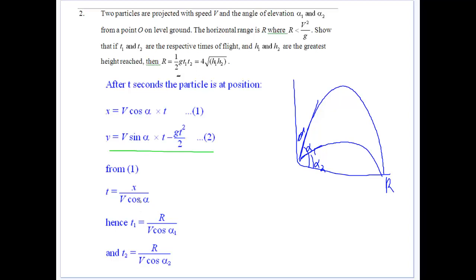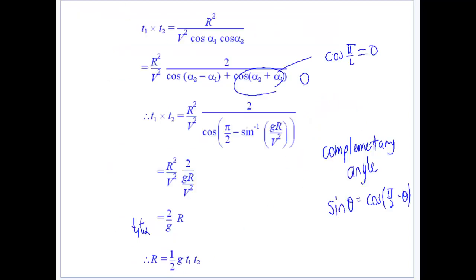So hence, at the two times when it meets, we get t1 is r on v cos alpha 1, and t2 is r on v cos alpha 2, the other one that goes higher. If we multiply those two, we get t1 t2 giving r squared over v squared cos alpha 1 cos alpha 2. Now we start to manipulate that. We can break it down back into this form when we do our double angles.